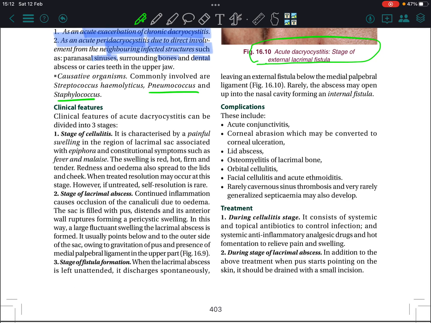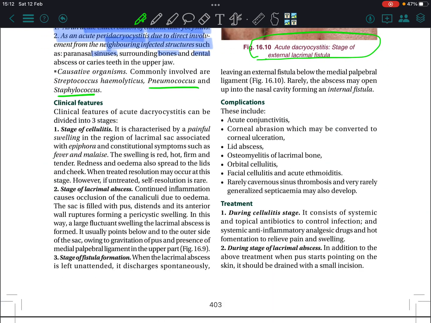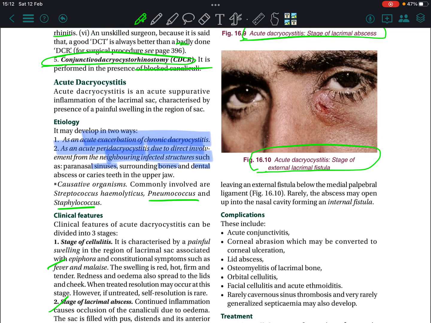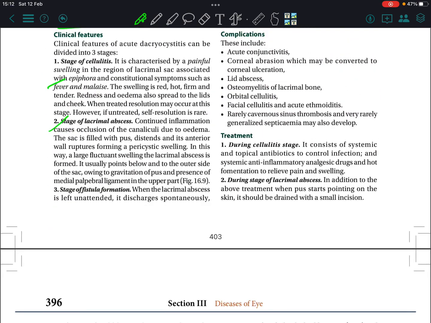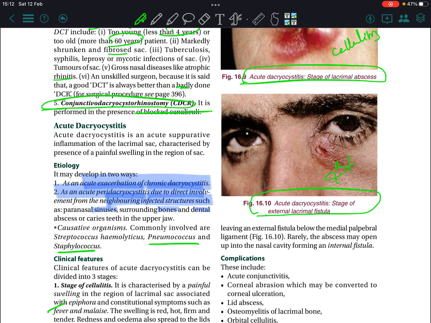Clinical features: stage of cellulitis, stage of lacrimal abscess, then stage of fistula formation, stage of fistula.